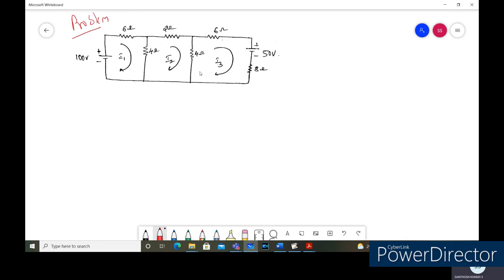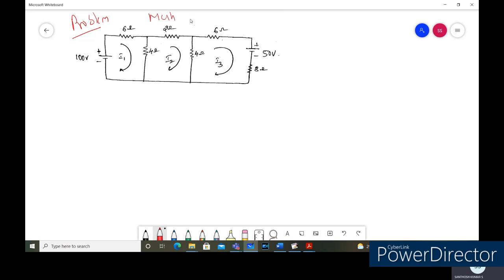In the last session, we have seen the concept of the mesh analysis. Now we'll make use of the mesh analysis in order to solve the problem. So here the problem is given. Here we need to find out the mesh currents I1, I2, and I3. We need to find out by using the mesh current analysis.